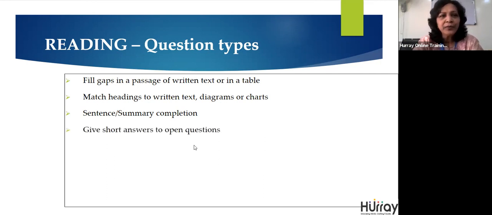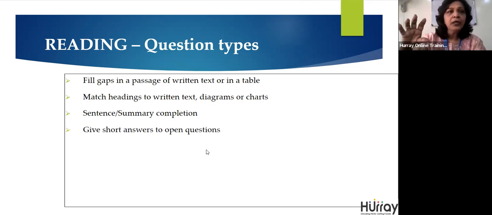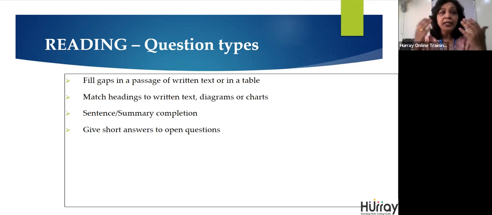The next question type is to give short answers to open questions. So you would have a question, which is an open-ended question, and they would tell you in how many words you can answer the question. You have to provide a short answer. When we say short answer, it could be a single word or it could be a short phrase of 2 or 3 or 4 words. Your answer will not be a long sentence. So this is another kind of question that you get in reading passages.